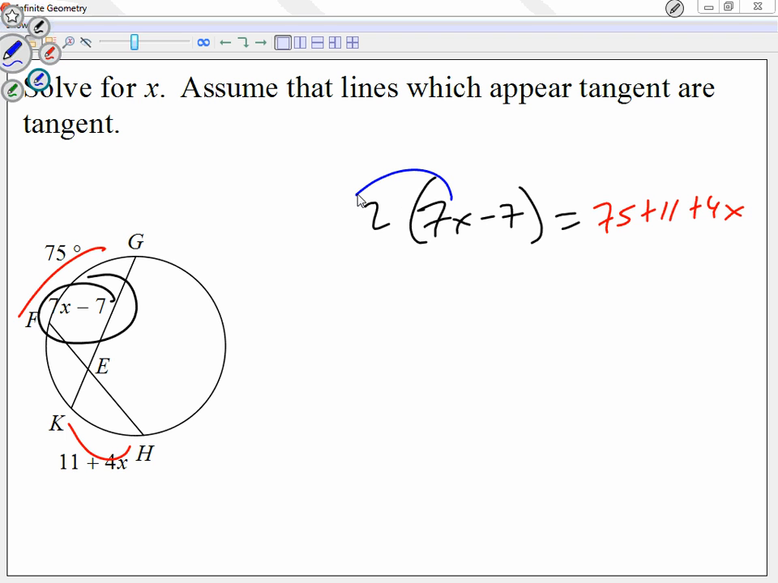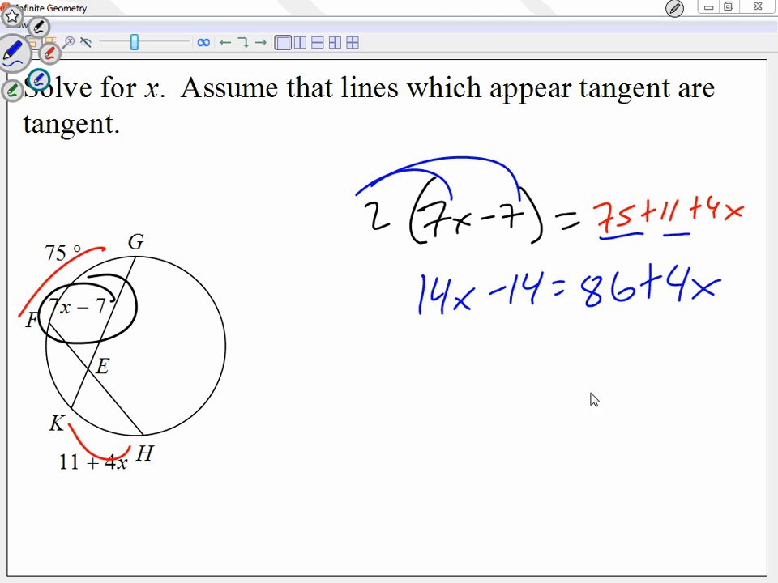So now on the left, multiply the 2 to the inside. We have 14x minus 14. On the right, at least I can simplify 75 plus 11. That's 86. So 86 plus 4x. Separate them at the equal sign. I'm going to move the 4x to the left and move the negative 14 to the right, obviously switching the signs on each. So I get that 10x is equal to 100.